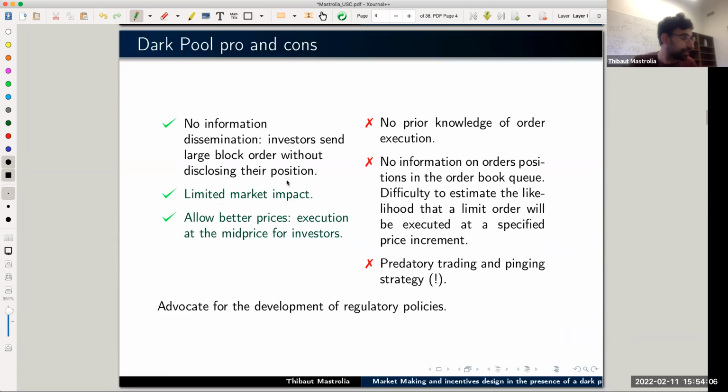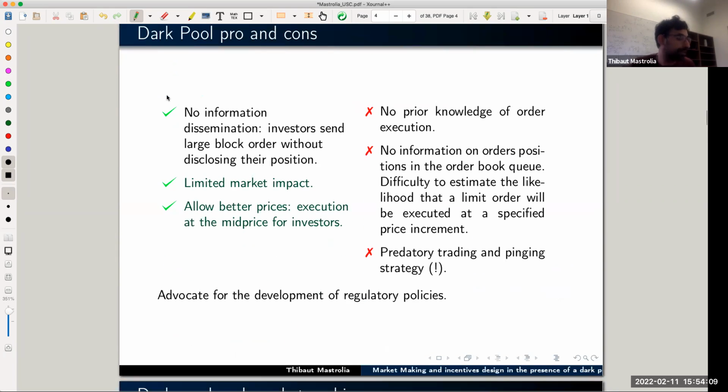Okay, so this is a summary of dark pool pros and cons. The pro of a dark pool is that there is no information, but that is also a con, because you have to develop more sophisticated tools to know what happens exactly on a dark pool. But dark pools are very good if you are a large investor, because maybe you do not want to show to others that you need to liquidate a lot of assets. So you just send to the dark pool and you display no information in this case.